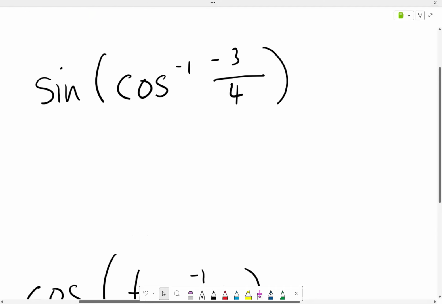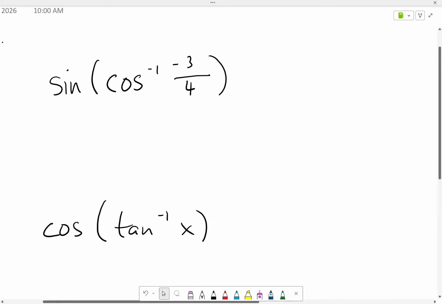Nathan, what'd you do for this? Alright, so basically, the first thing that sticks out to me is the 3 and the 4, so I think of like a 3, 4, 5 triangle. So I just drew a triangle. Because it's cosine, we know that the adjacent over the hypotenuse is 3 over 4, which means one of the sides is 3 and the hypotenuse is 4.